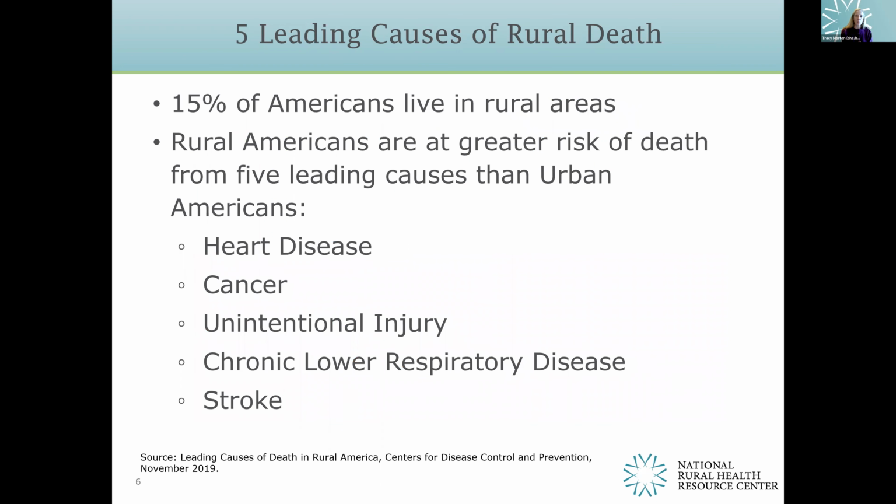So rural, as you may be aware, is generally described, and accurately so, as older, sicker, and poorer than urban counterparts. And there are 5 leading causes of death in rural America, which is where 15% of Americans live. Rural Americans have greater risk of death from heart disease, cancer, unintentional injury, chronic lower respiratory diseases, which includes things like asthma, or COPD and emphysema, and also stroke.